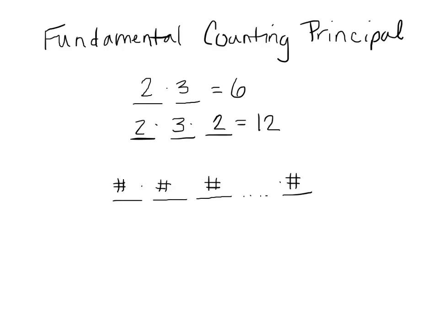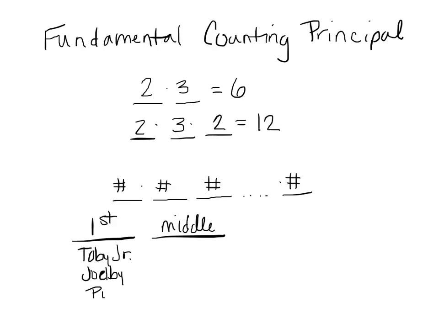When I was pregnant, we had to come up with names for our kid, right? So we had a couple of first names picked out. Let's say we had Toby Jr. We had Joel B, which is Toby's dad's name is Joel, with a B on the end for Toby. And then my vote was I wanted the first name to be Pi. Then we have our middle name.